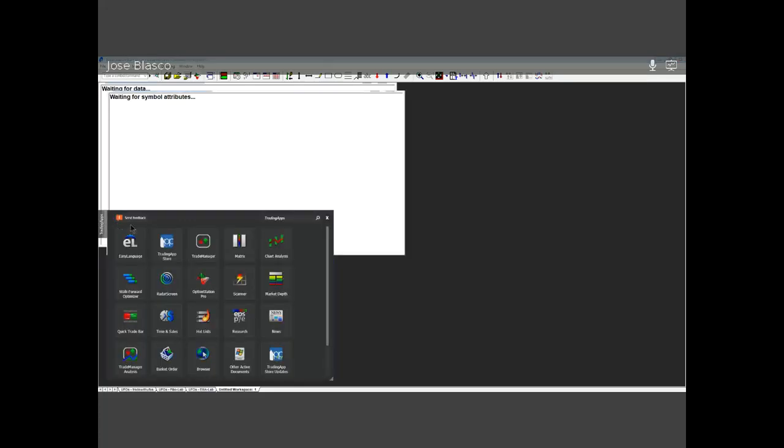The third element that we need is a matrix. So we'll click Trading Apps one more time. We will find the matrix, which is right there next to the chart. You will click on matrix. And the moment you do that, we will now have the three elements we need on our screen. It's still waiting for symbol attributes, which means that it's still downloading information in this particular workspace.